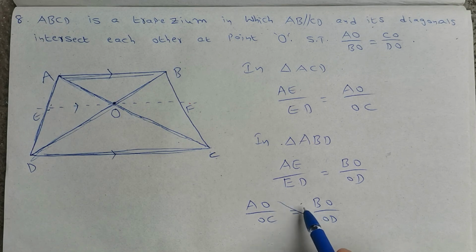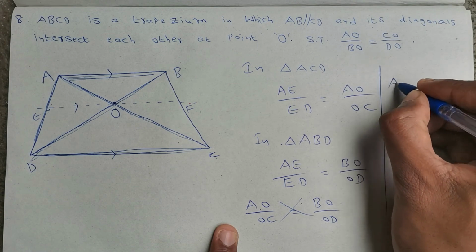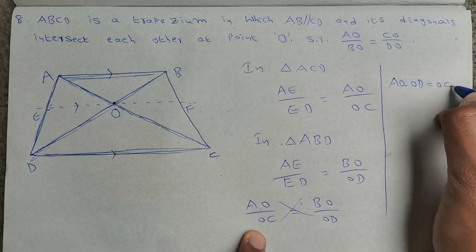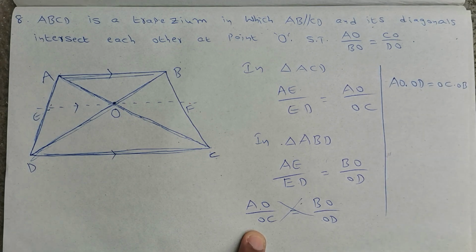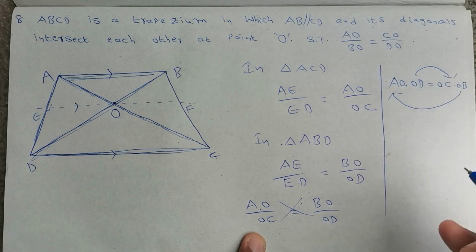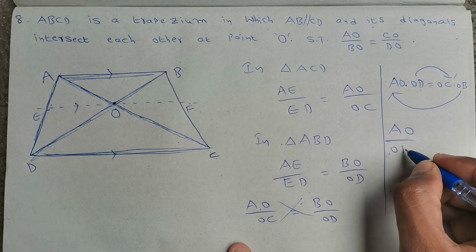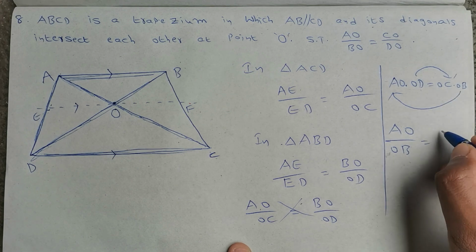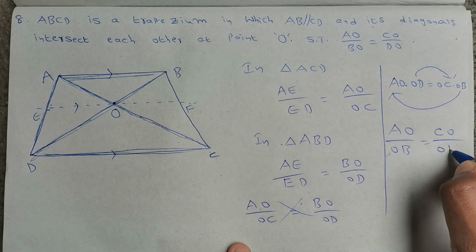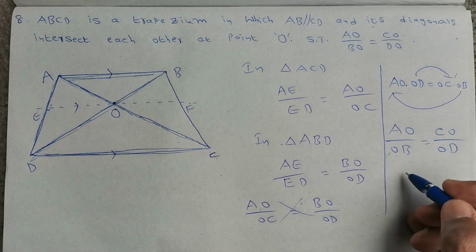Simply I will do cross multiplication. We will get AO into OD is equal to OC into OB. Now this OB I will bring to the left side and OD I will take to the right side. AO as it is, divided by OB, is equal to CO as it is, divided by OD. So AO by OB is equal to CO by OD, hence proved.